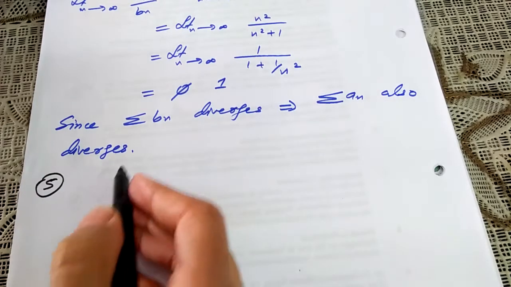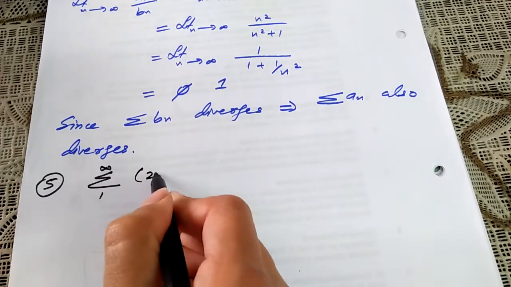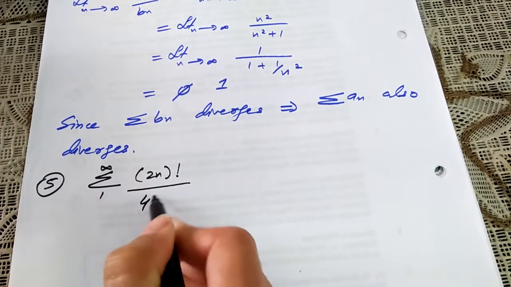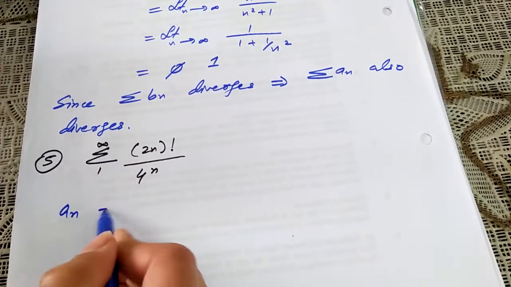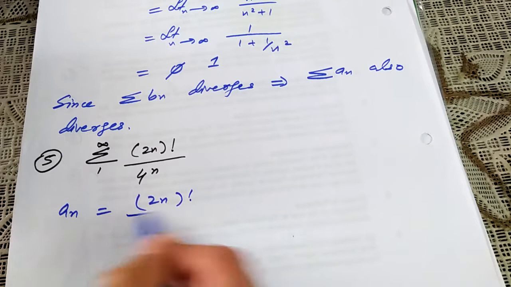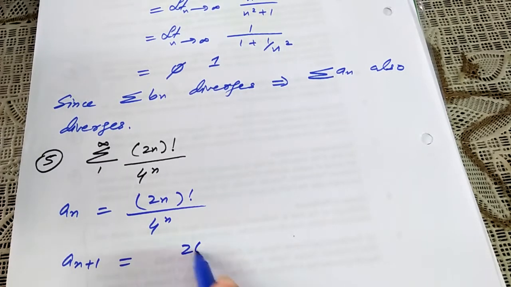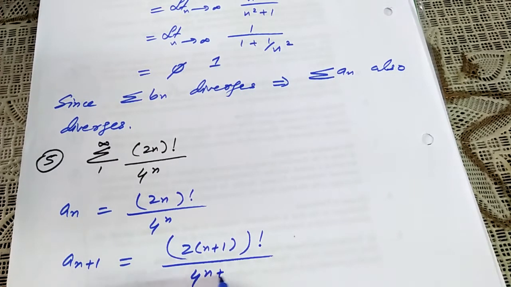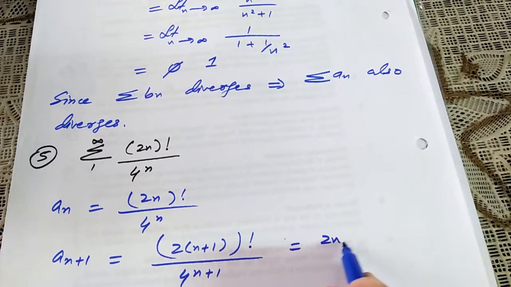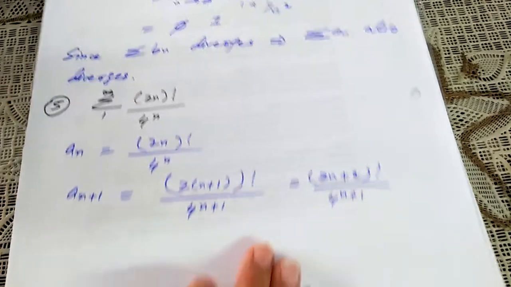Now move on to question number 5, that is summation from 1 to infinity of 2n factorial divided by 4 raised to power n. An here is 2n factorial divided by 4 raised to power n, and an plus 1 is 2 into n plus 1 factorial divided by 4 raised to power n plus 1. This can be written as 2n plus 2 factorial divided by 4 raised to power n plus 1.